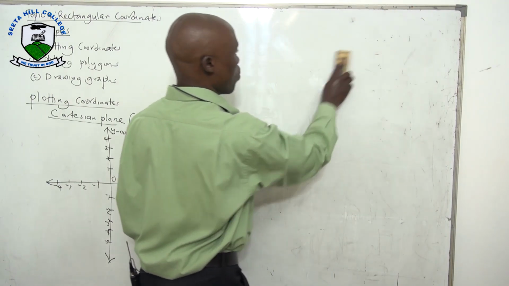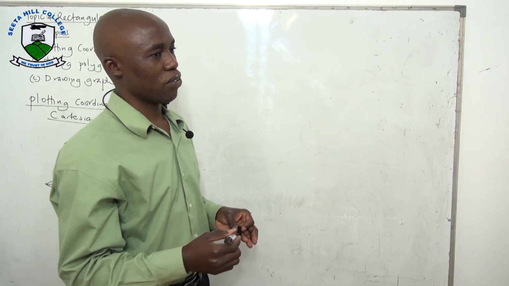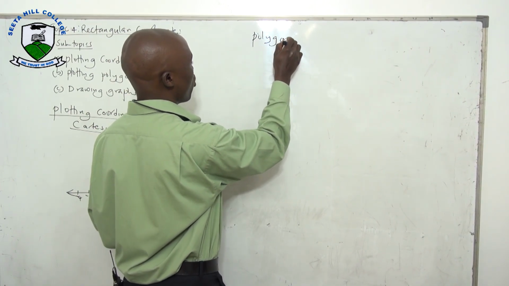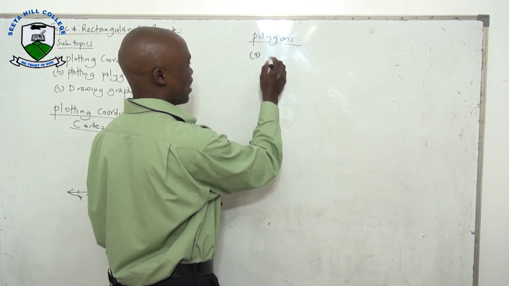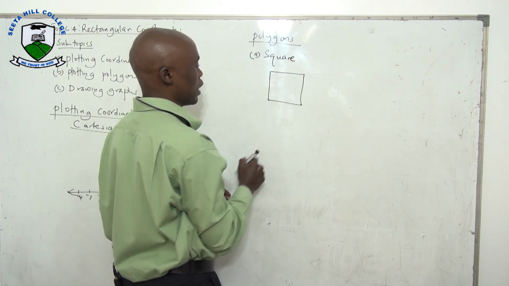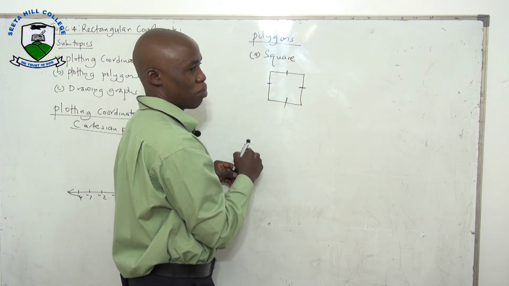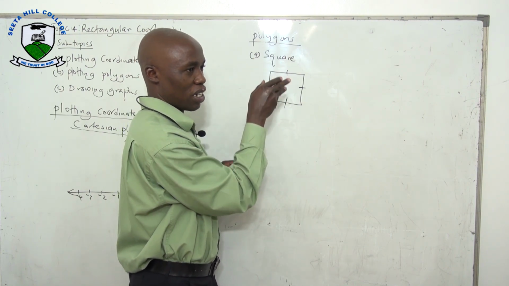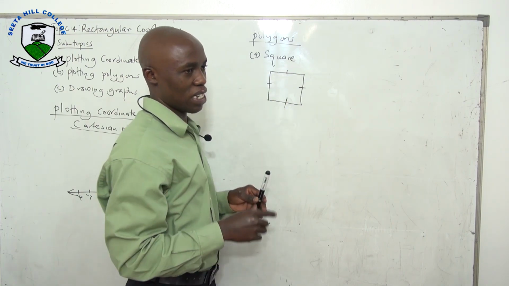Now, I hope people know what polygons are. Our common polygons, maybe before you plot them, a review. What are they? Squares. A square has what property? All sides are equal. That means if you plot the coordinates and upon joining them the measurements are the same, then you have got a square.